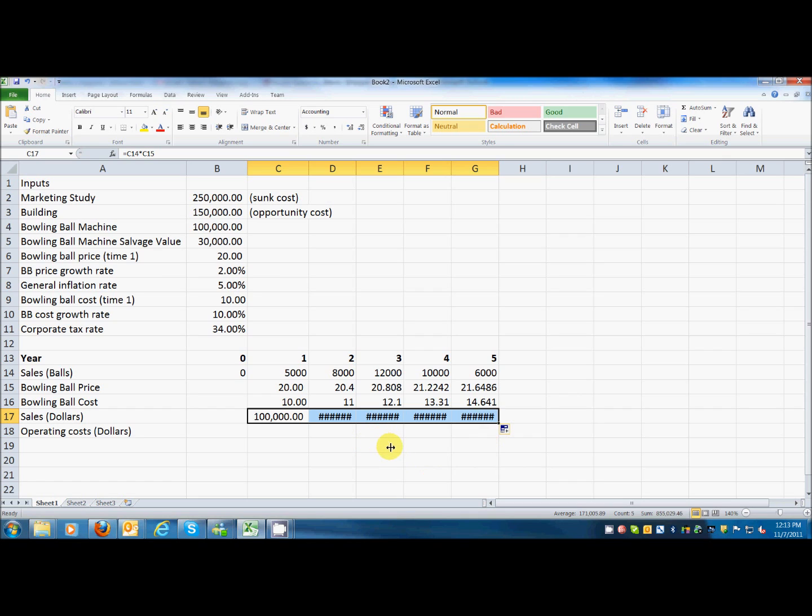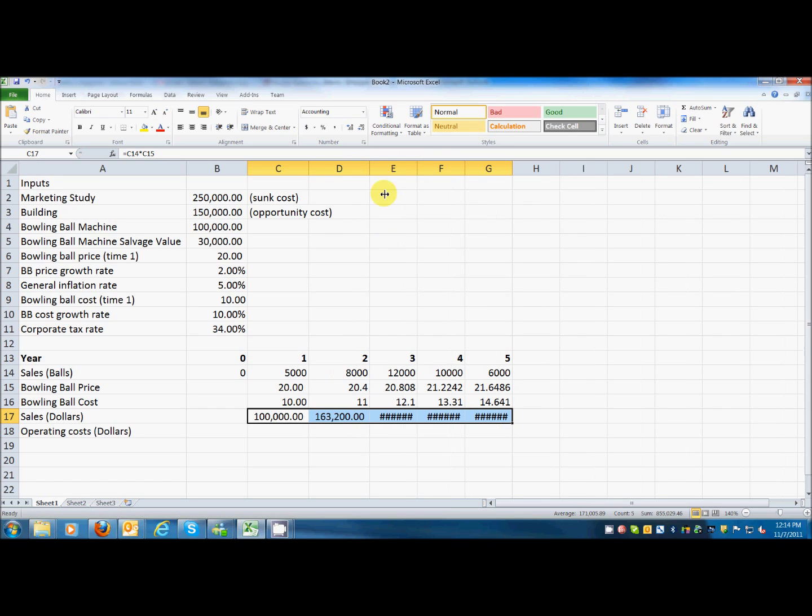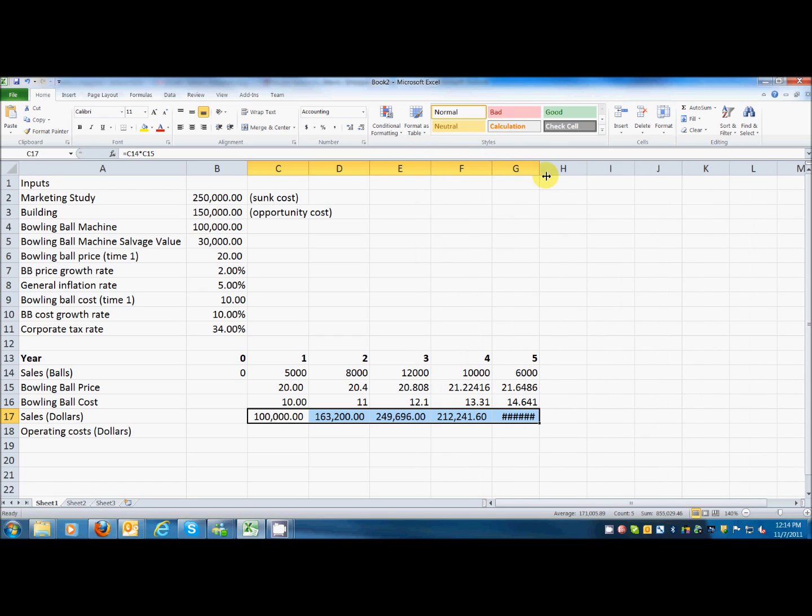Now this is a common thing that happens in Excel. You see these pound signs? What that means is that the cell is too narrow to display the full size number. So how do we fix that? Well, we just go up here on each one of these, double click and widen those out. So now we're not seeing pound signs.